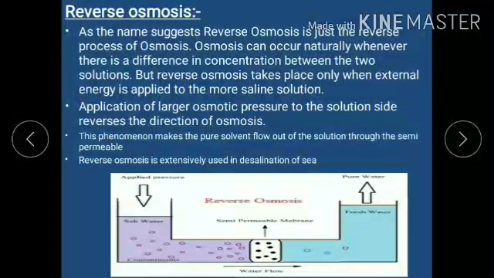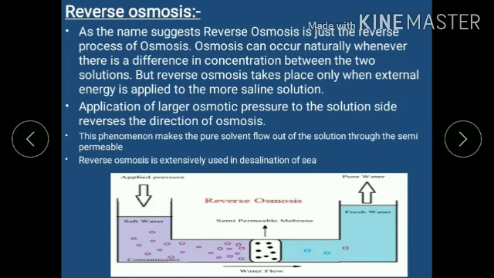Listen, in basic language, what is osmosis? Transfer of the pure solvent into the solution is called osmosis. But transfer of the solution that contains the solute particles into the solvent is called reverse osmosis. But the transfer of the solution into the solvent is not possible by itself. It requires an external energy source. That process is called reverse osmosis, which is used in your water purifier.